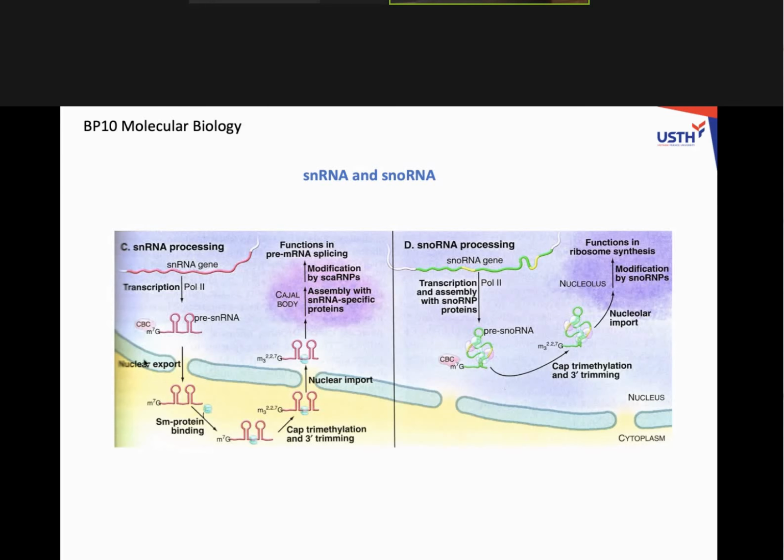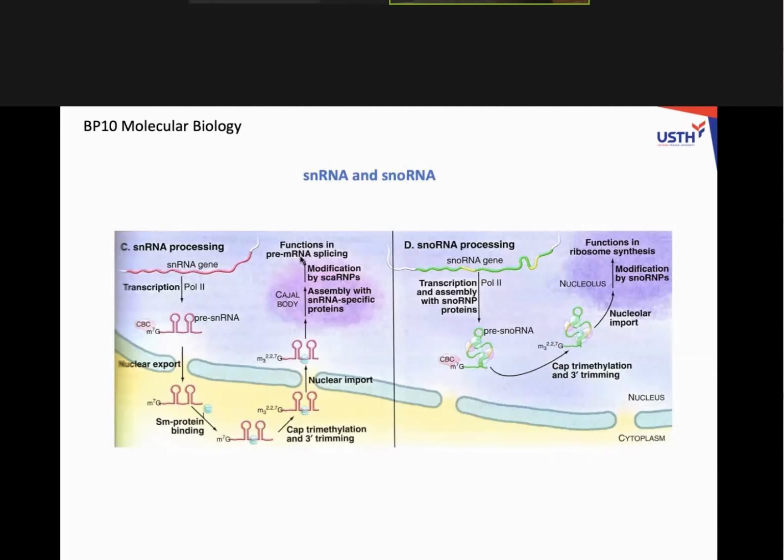So it's quite tricky because you need Pol2 in order to have Pol2 functions. And just a short explanation for the snoRNA, so the small nucleolar RNA. It's exactly the same. They are implicated in the ribosome synthesis.